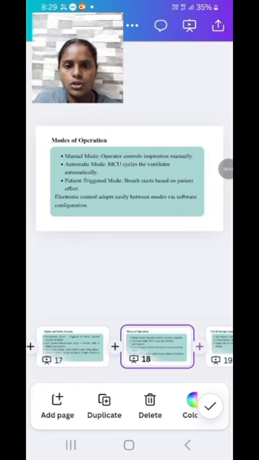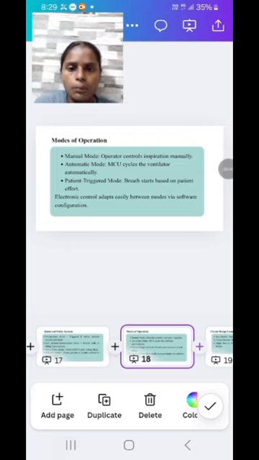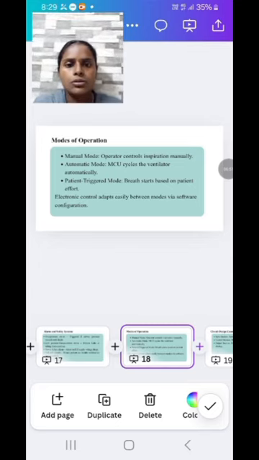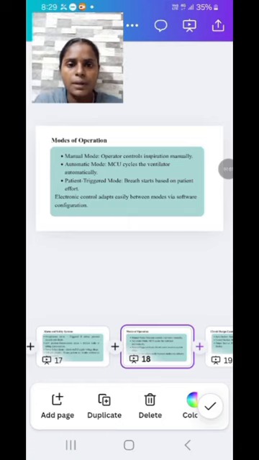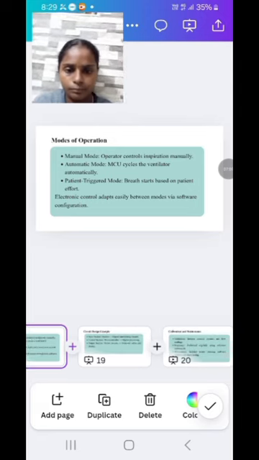Next, modes of operation. There are three modes: manual mode, automatic mode and patient trigger mode. In manual mode, the operator controls inspiration manually. In automatic mode, the microcontroller unit cycles the ventilator automatically. In patient trigger mode, the breath starts based on the patient effort. Electronic control adapts easily between modes via software configuration.